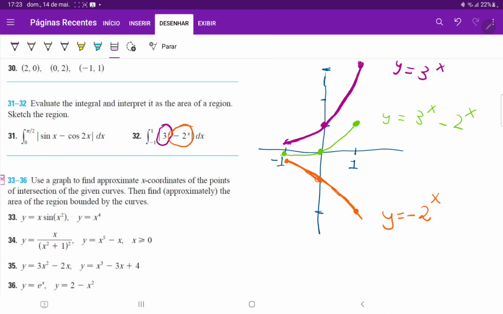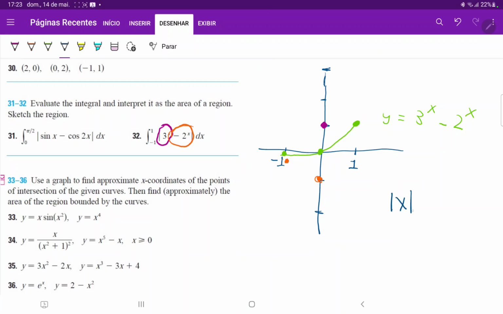So what I'm actually going to do is I'm going to erase the other functions just so that we have enough space to look at everything. And so we need the absolute value, right? And the definition of the absolute value is absolute value of x is equal to x if x is greater than 0, or -x if x is less than 0, right?